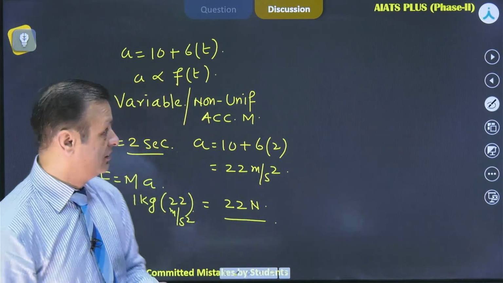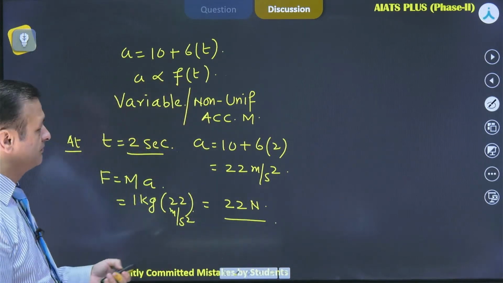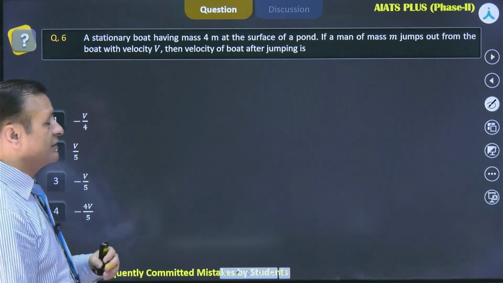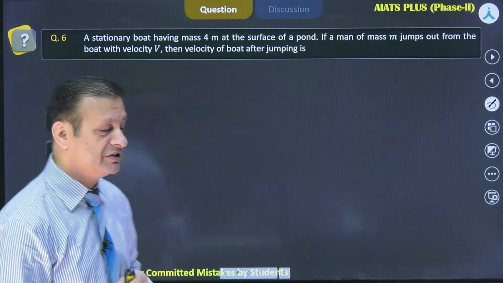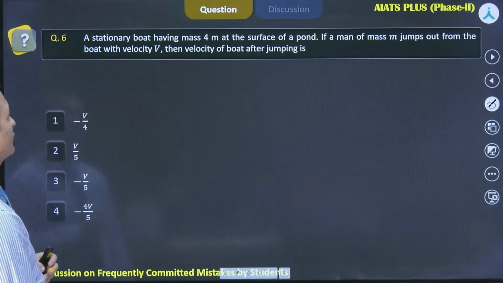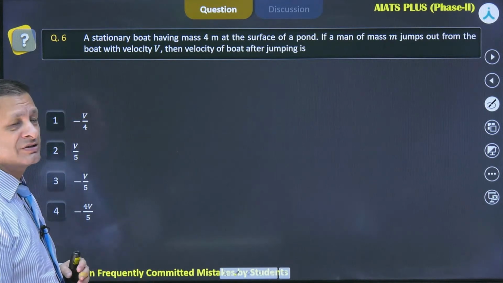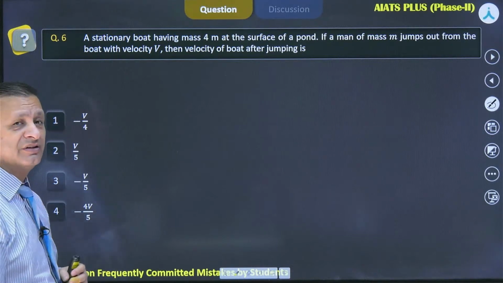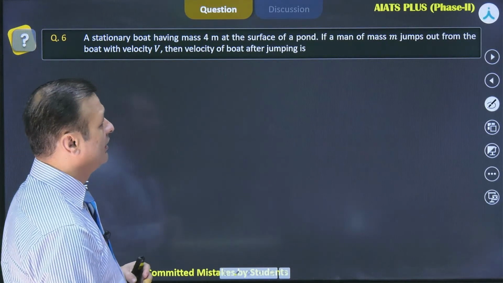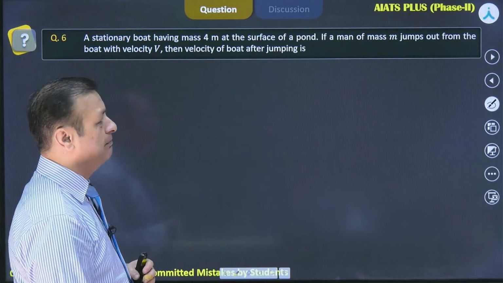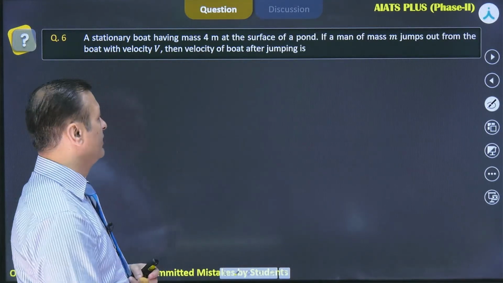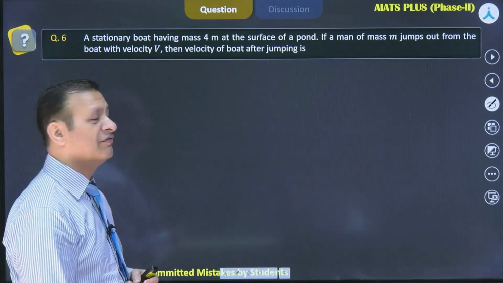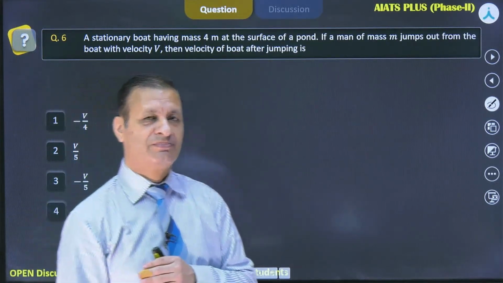Okay, fine. So I'm moving to the next question. Next question is again an interesting question. So let's understand it from the statement first. A stationary boat having a mass of 4m at the surface of a pond, and if a man of mass m jumps out from the boat with velocity v, then velocity of boat after jumping is.